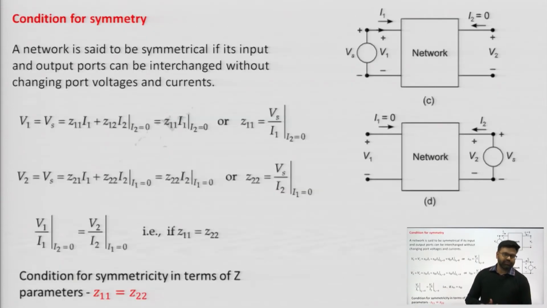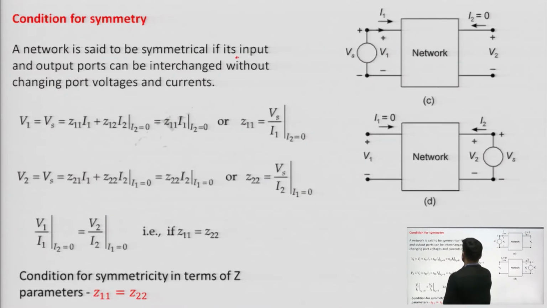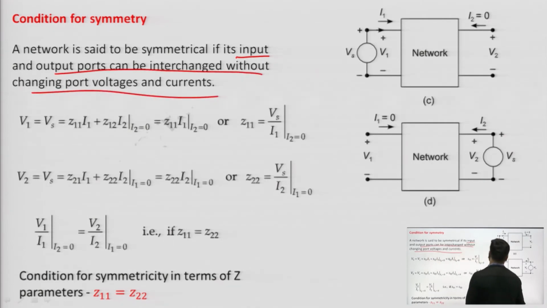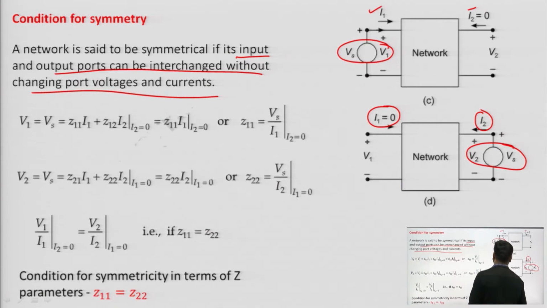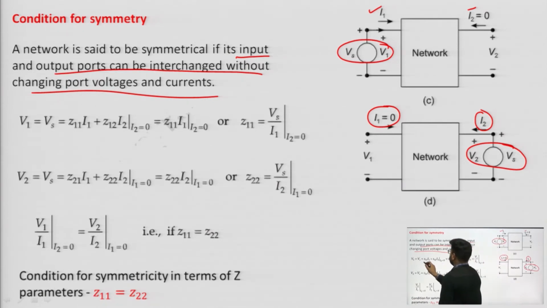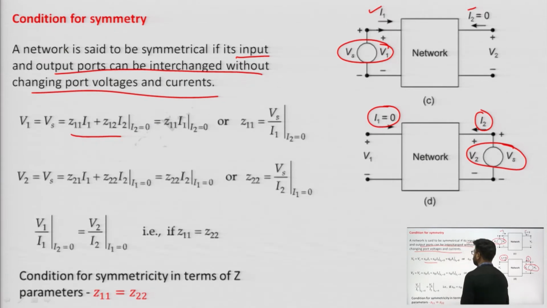Now, to find out the condition of symmetricity: a network is said to be symmetrical if input and output ports can be interchanged without changing port voltages and currents. So, we will change input and output ports without changing the port voltages and currents. That is, now we have applied V1, the currents are I1 and I2. Now, we have applied Vs at port 2, but the currents remain I2 and I1 in the circuit. So, this is how we obtain the symmetrical condition by applying KVL: V1 equals Z11 I1 plus Z12 I2, with I2 equal to 0.